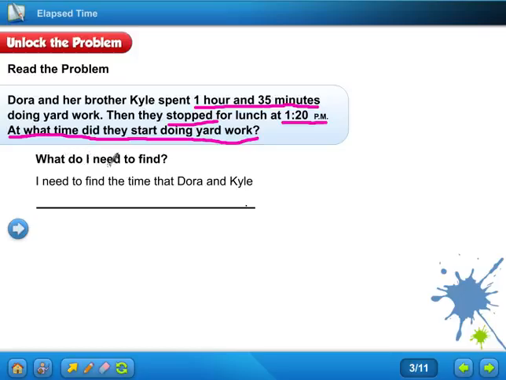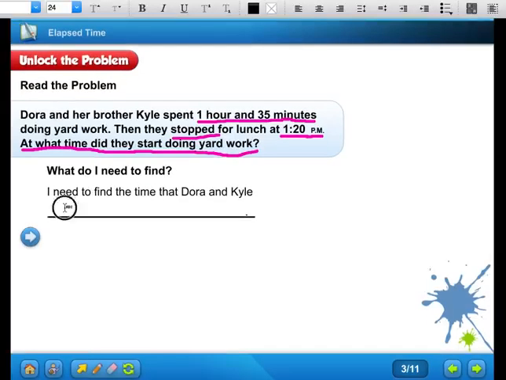So, what do I need to find out? Well, what does the question ask? At what time did they start doing yard work? I need to find out the time that Dora and Kyle started doing yard work.